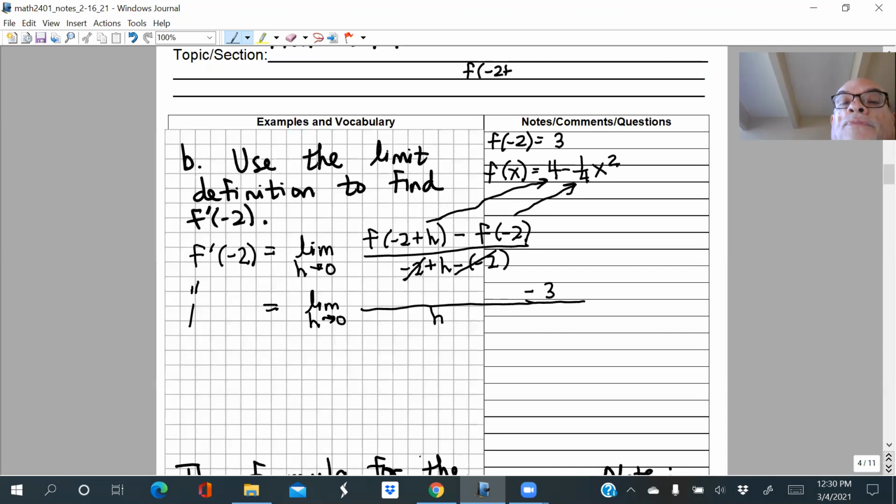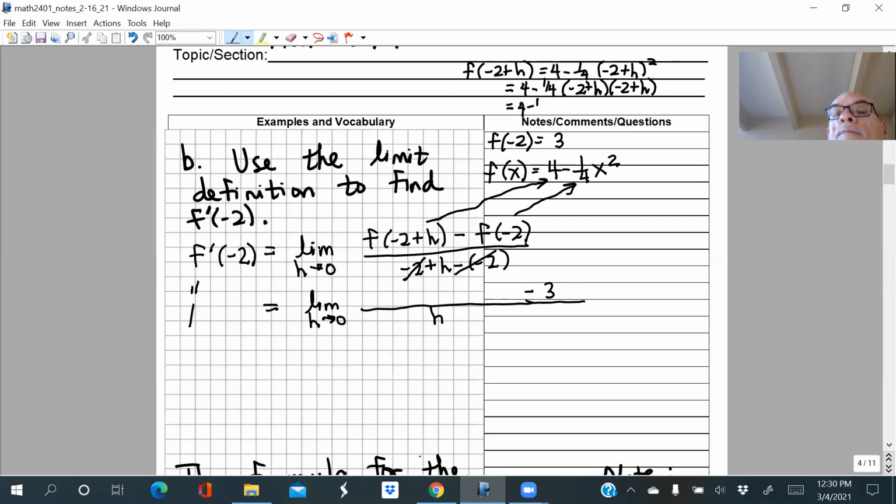So I have f of -2 plus h. That's going to be 4 minus 1/4 of the (-2 plus h) squared, right? Just be careful about squaring the -2 plus h. That's the most common place where students will make mistakes. When you square -2 plus h, that means you have to take -2 plus h times -2 plus h, right? So do that product first and then multiply in the -1/4.